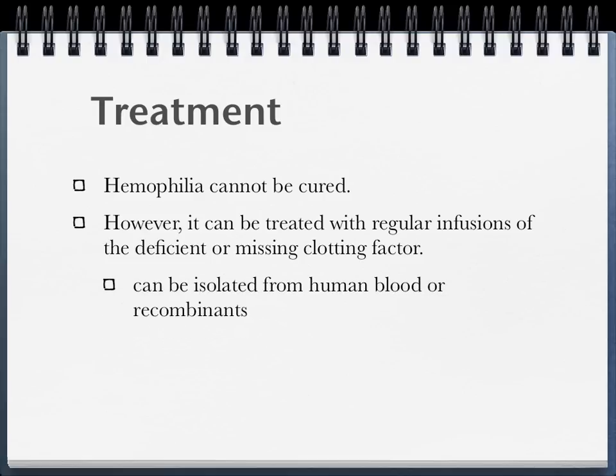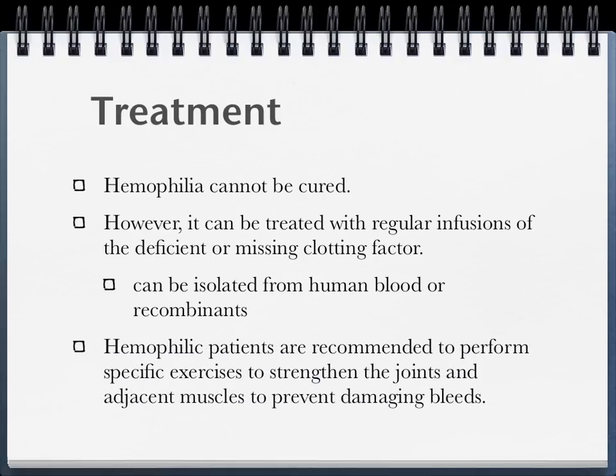Clotting factor can be isolated from human blood, another human being's blood, or recombinants, or a combination of both. Recombinants are basically viruses that have been genetically programmed to produce proteins for human use. Hemophilic patients are recommended to perform specific exercises to strengthen the joints and adjacent muscles to prevent damaging bleeds.